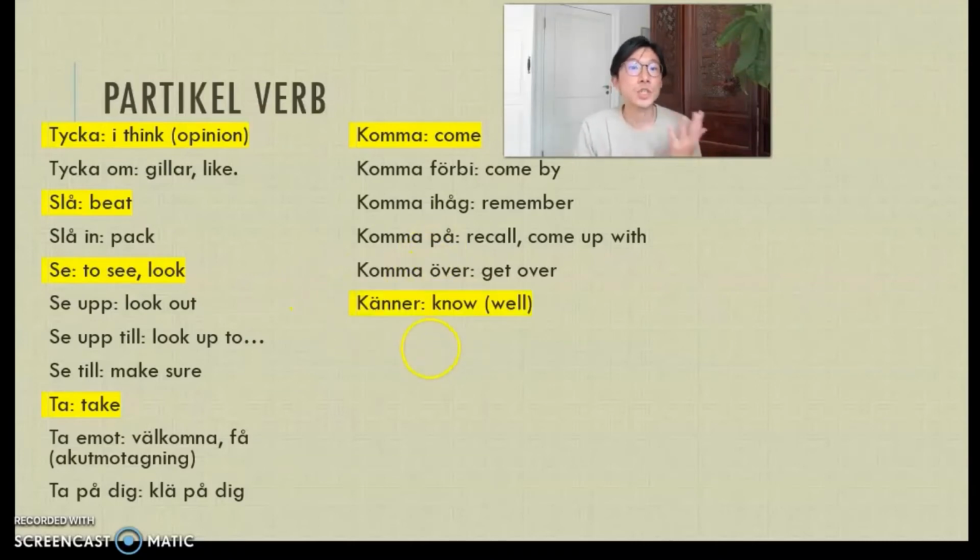Nästa, känner. Känner betyder to know. Känner kan också betyda feel. Till exempel, du kan säga jag känner mig sjuk. I feel sick. Eller jag känner mig glad. I feel happy. Men om du säger känner igen, det betyder to recognize. So you can use it when you are talking about appearance. Jag känner igen dig. I recognize you, till exempel.